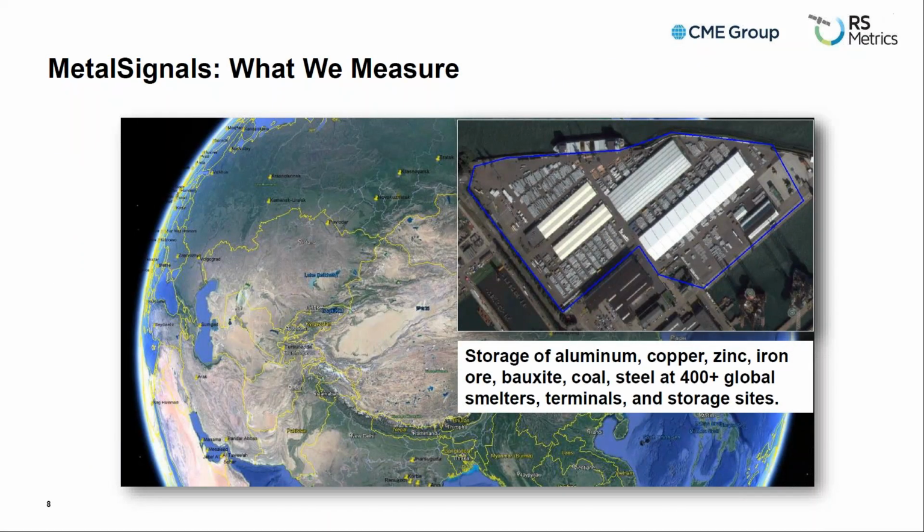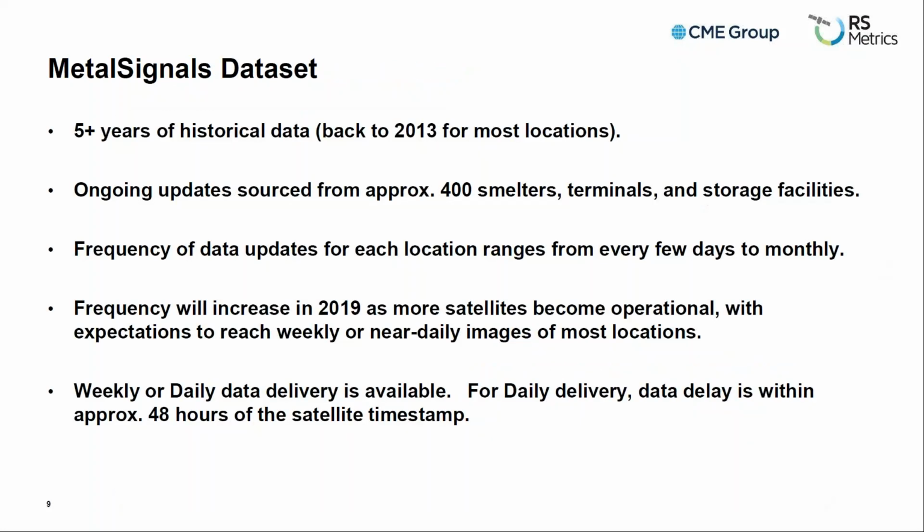So what MetalSignals is, is a survey using satellite imagery, and it covers about 400 global locations right now across aluminum, copper, zinc, and iron ore. And we are currently adding more locations for bauxite, coal, and steel this year. And what you can see on the screen is an example of an aluminum storage yard. And this is representative of the type of image that we're using and the data that we're collecting.